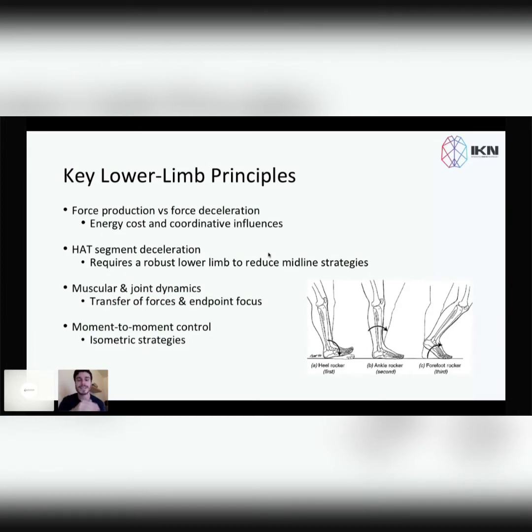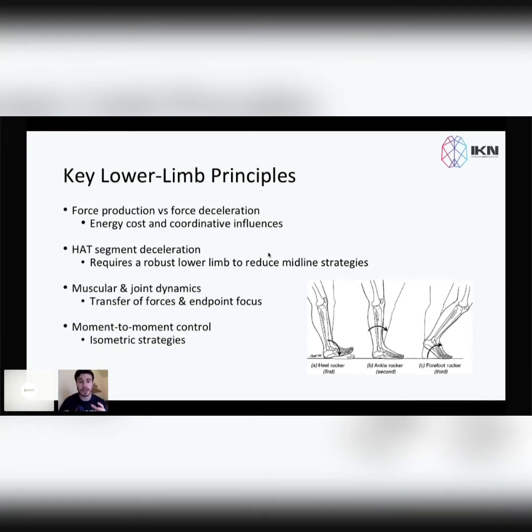Usually what you're going to find is that the individual can't express load or can't access these specific qualities when it comes to movement, right? So that's what I mean when it comes to muscular and joint dynamics. We have to look at the transfer of forces throughout the whole limb. And again, your main biarticular muscles when it comes to the lower limb are going to be your gastrocnemius, your hamstrings, and your rectus femoris.